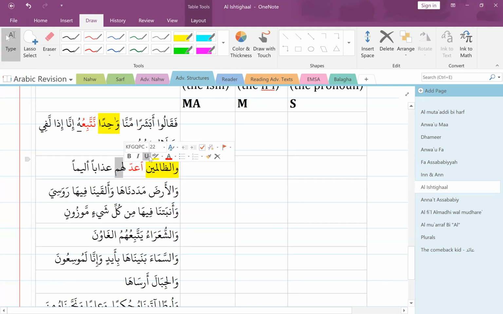So this will be an ishtighaal. Yes, it will still be الاشتغال because sometimes some fi'ls are married to a harf jar. So أعدلي is one of those verbs that is married to lam. So you don't have أعده, you have أعد له, he prepared for him. And especially when you have a verb transitive with a harf, that idea of making something for someone, I think that's where it comes with a pronoun like that.